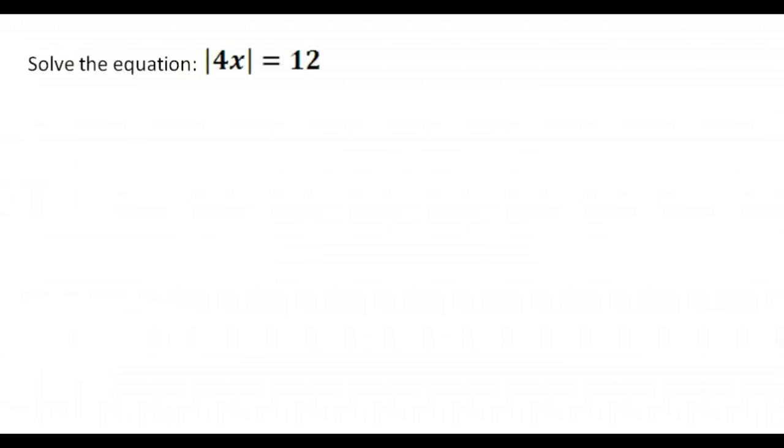Alright, in this lesson we're going to be solving absolute value equations. The thing that is absolutely essential to remember is that when you're solving an absolute value equation, you most of the time will have two solutions. Okay, the reason for this is because absolute value means the distance from zero on a number line.